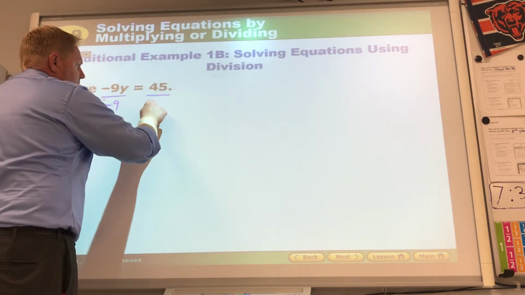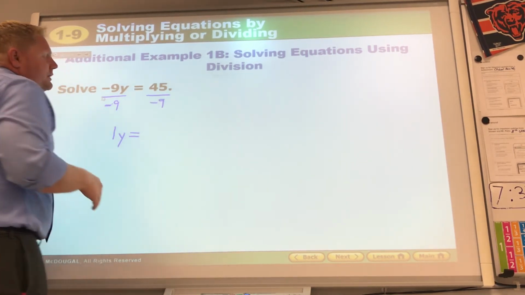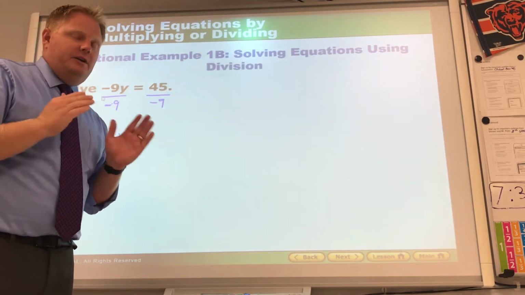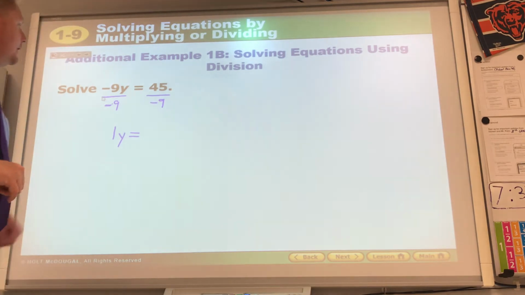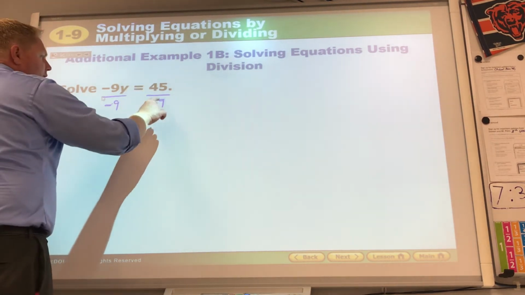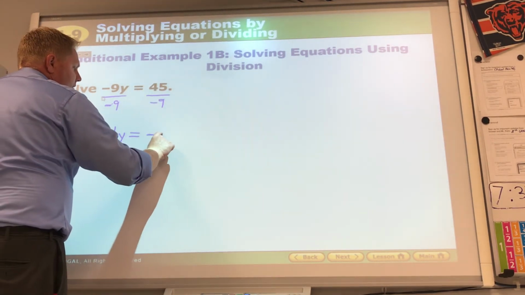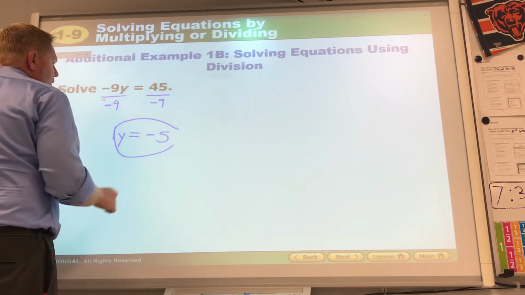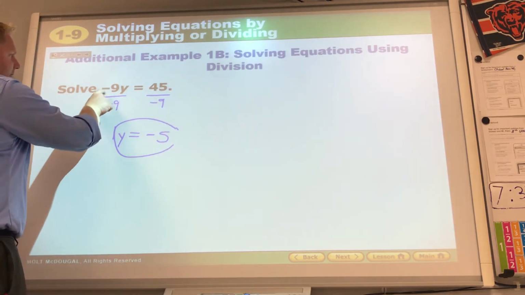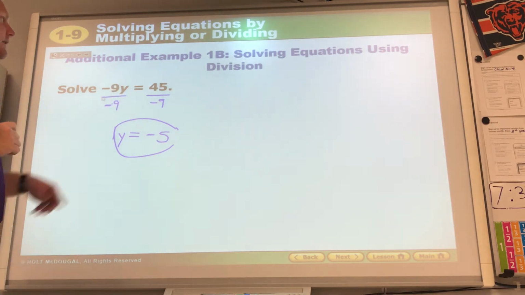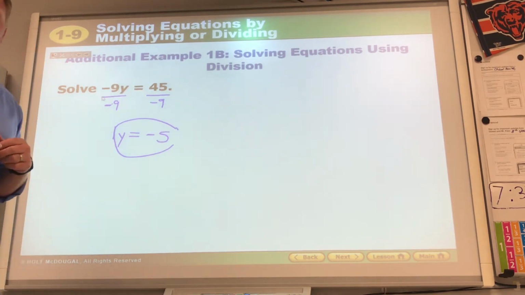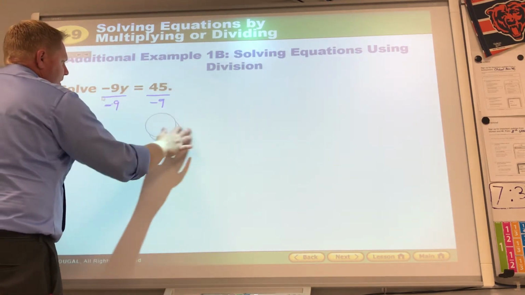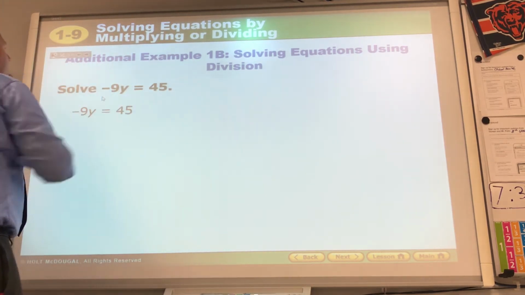Do the same thing to the other side. Negative 9. Do not forget the negative. If you forget the negative, not good. 45 divided by negative 9 is negative 5. Y equals negative 5. And negative 5 times negative 9 gets us a positive 45. We've got our answer. They're baby stepping us into it, but we'll go on.